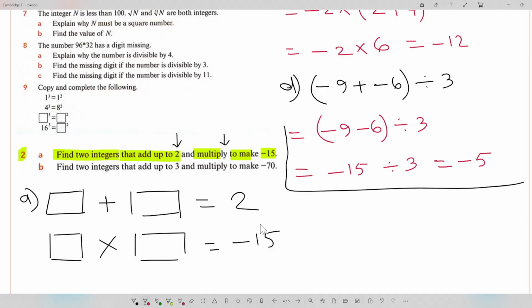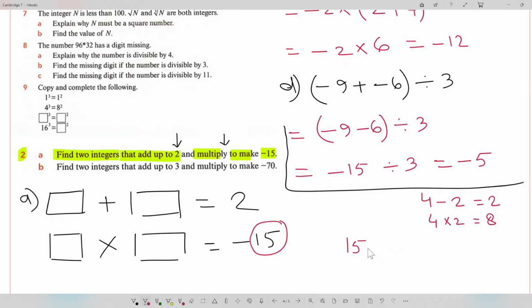So first, what can we do? 2 can be made in lots of ways, like 4 plus minus 2, it will be 2. But look, 4 times 2 is 8, it's not 15. So we have to find out the two numbers which, once we add, we will get 2, and once we multiply, we will get minus 15. So let's check this way.